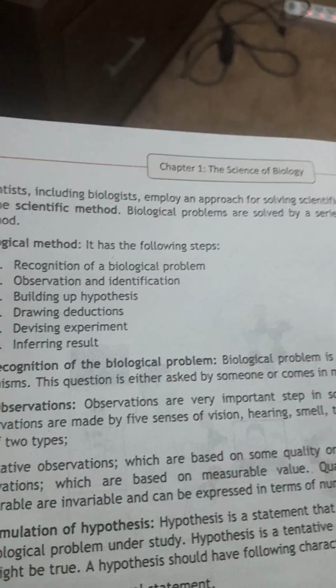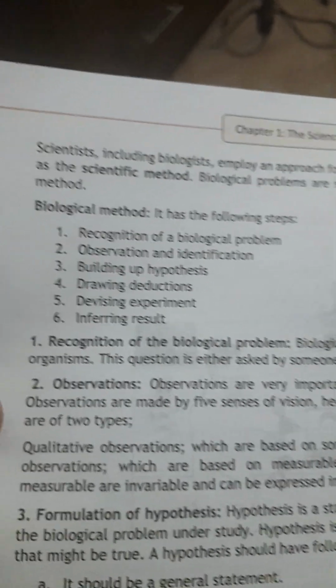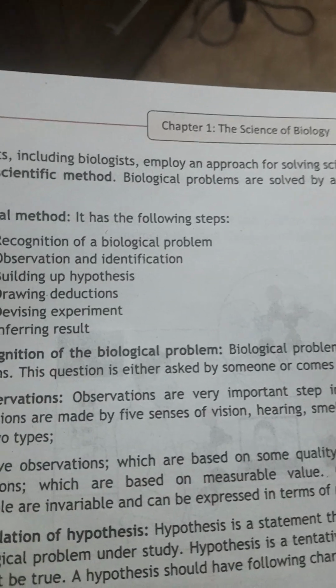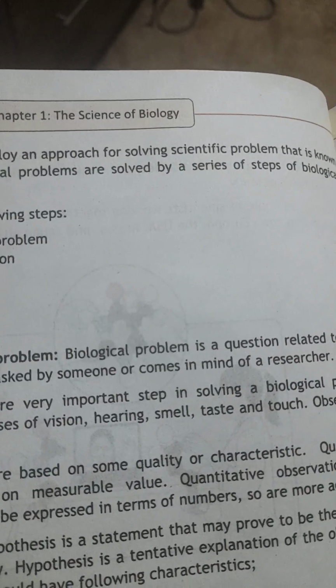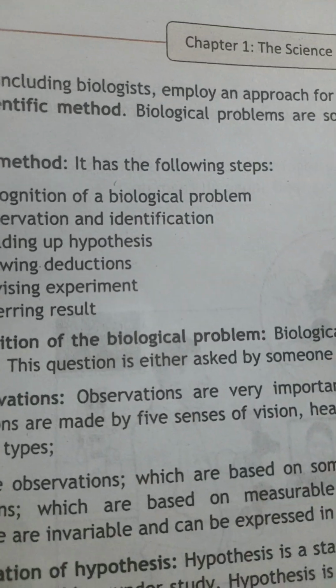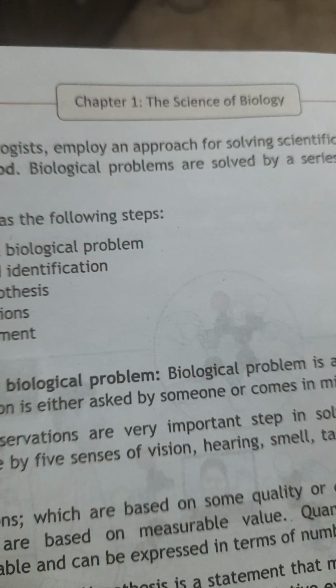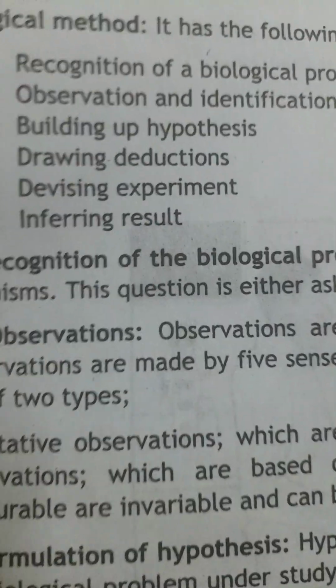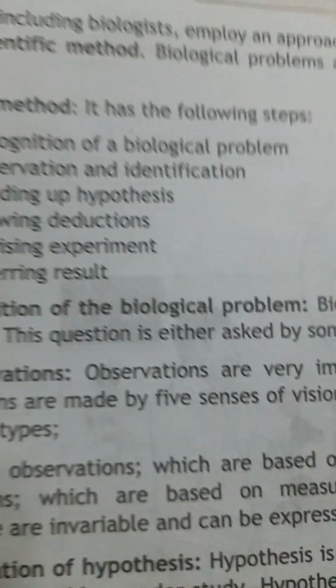Biological method. A good scientist must have an exploring nature and curiosity towards his surroundings. Define scientific method: any approach that we use to solve a scientific problem is a scientific method. And when we employ any approach to solve a biological problem, it's the biological method. Six steps are involved.